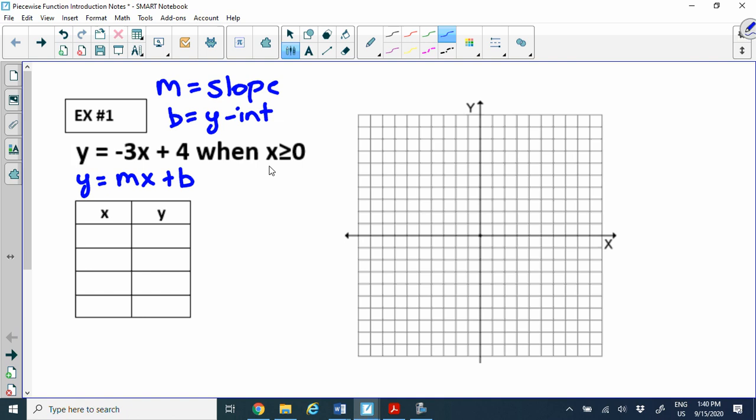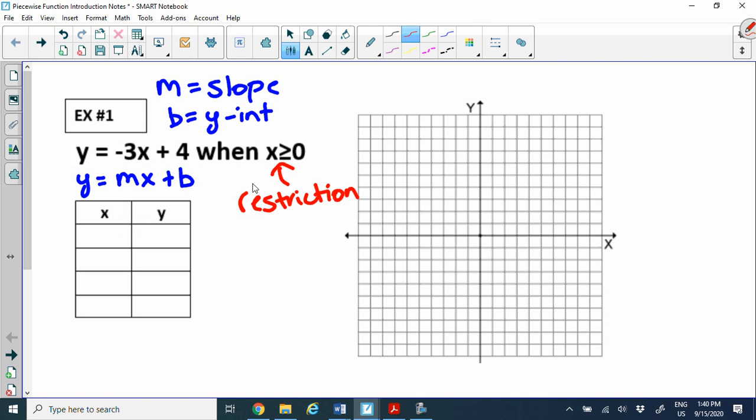The reason being is we have a domain restriction. Remember, domain represents the x values or the horizontal axis. So we're going to have a restriction on what x values we can use. So notice it is saying that we have x is greater than or equal to 0. In order to graph this linear equation, we are going to use an xy table.